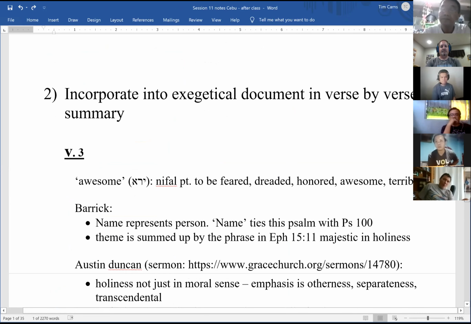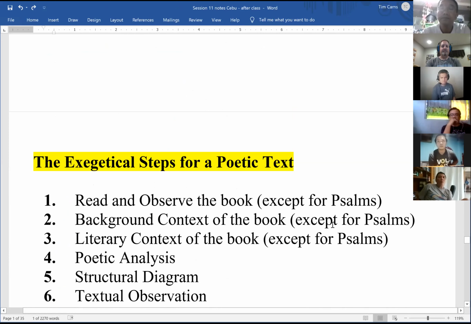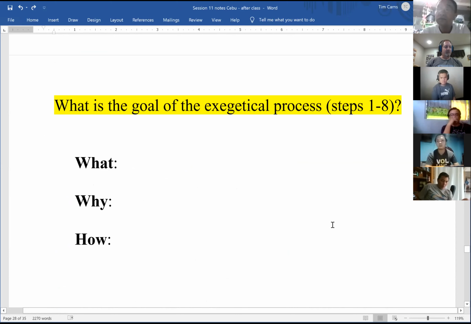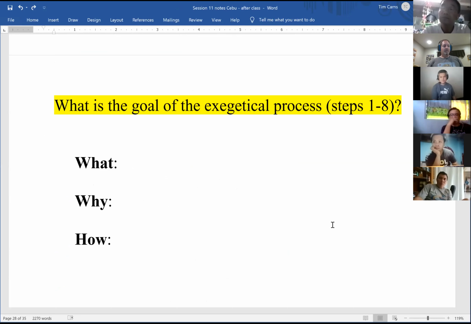Okay? This is something we have talked about before, but I like to express again that this is the goal of the exegetical process. What did the author intend for his audience to understand? This is the author's what, why, and how. Now, let me just ask you guys. When I say what, why, and how, what am I referring to? What are we looking for there? Jess? The authorial intent.